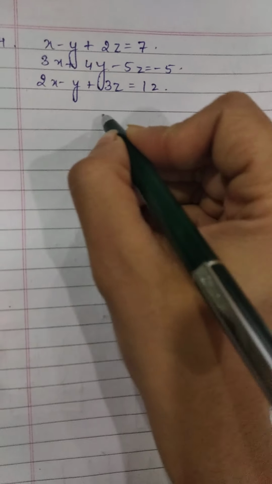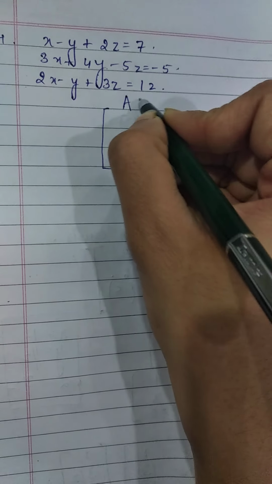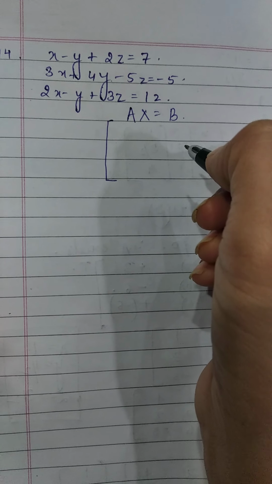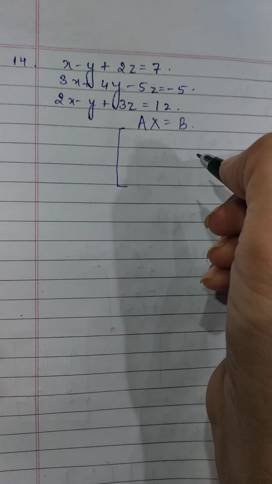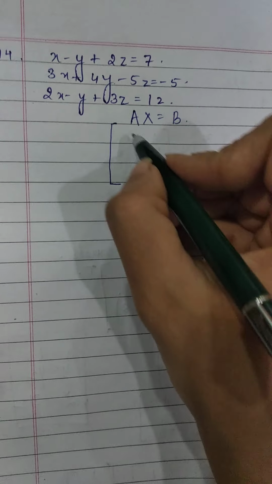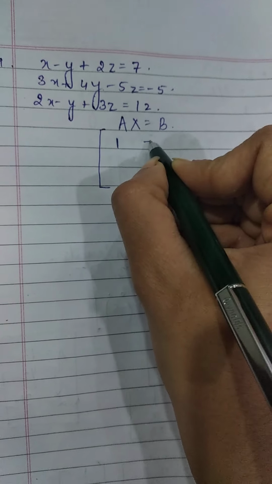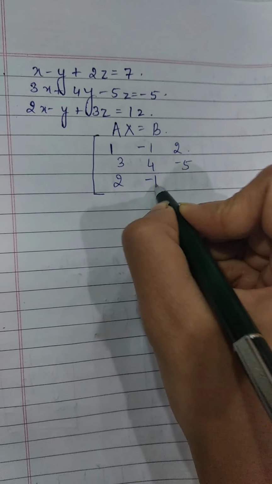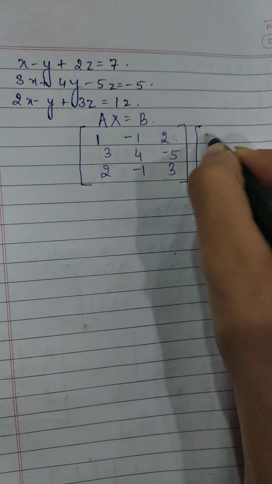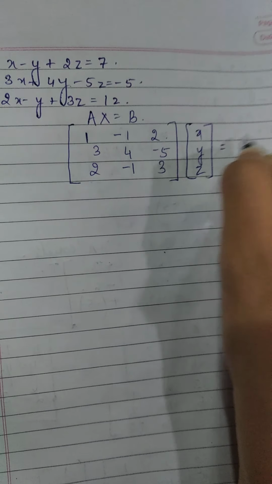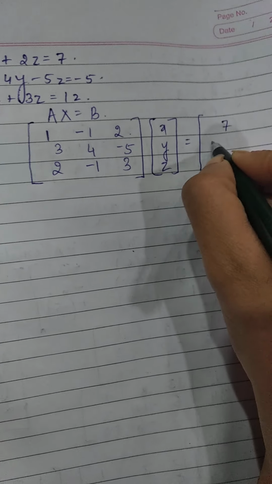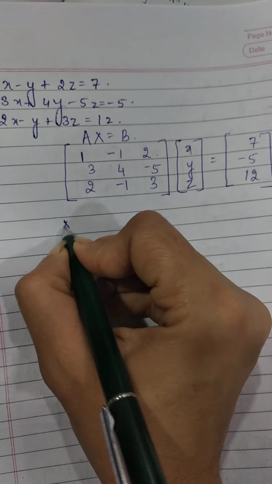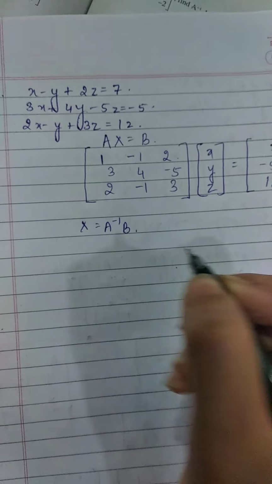Again, this is a 3 by 3 matrix to be represented in the form of AX equals B. All these questions are similar to one another, so you can practice them the same way. The same method needs to be followed. So matrix A consists of 1, minus 1, 2, 3, 4, minus 5, 2, minus 1, 3. X consists of x, y and z, equal to 7, minus 5, 12. So x we have to find out, which is A inverse B, right?